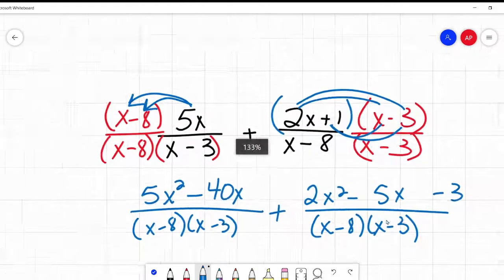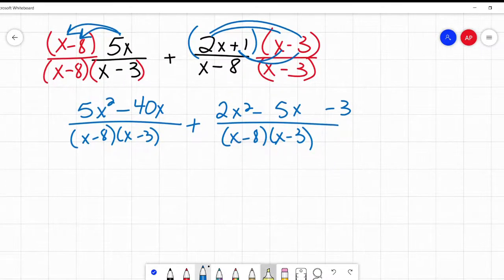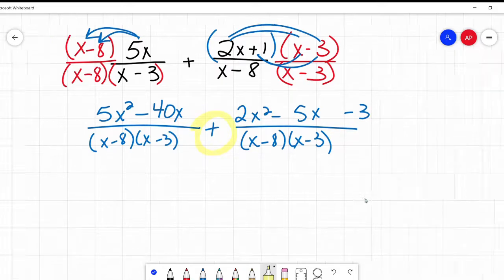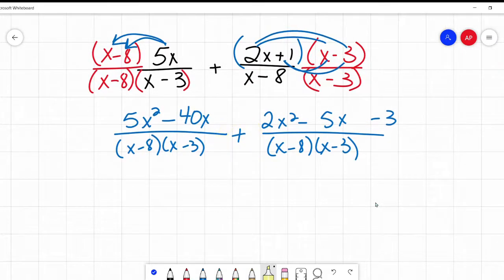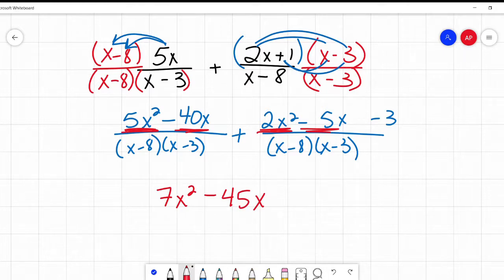Now it's just a matter of combining like terms because this one is a plus. There's no minus to mess everything up. Woohoo! So if I combine like terms, I got my 5x squared and my 2x squared make 7x squared. Then my minus 40x and my minus 5x make minus 45x. And then just the minus 3 left on its side.